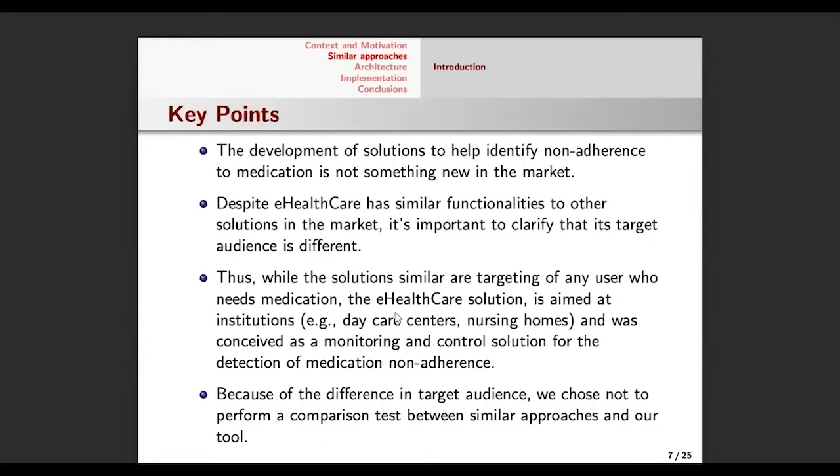Despite eHealthCare having similar functionalities to other solutions in the market, it's important to clarify that its target audience is different. While similar solutions target any user who needs medication, our solution is aimed at institutions and was conceived as a monitoring and control solution for the detection of medication non-adherence. Because of the difference in target, we chose not to perform a comparison test between similar approaches and our tool.